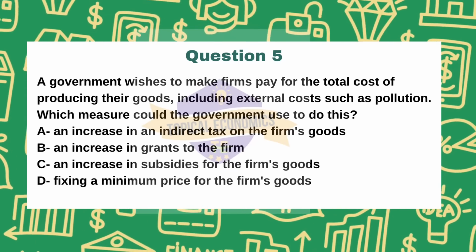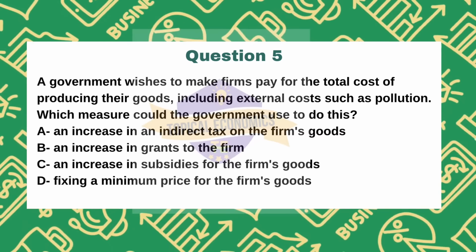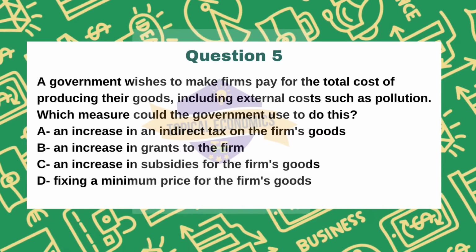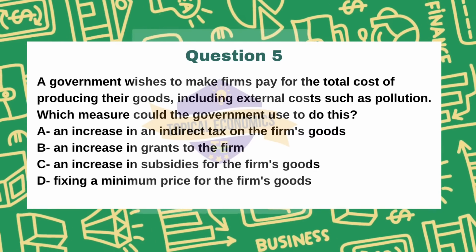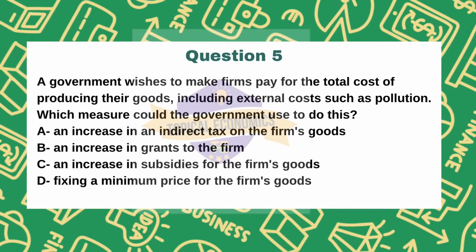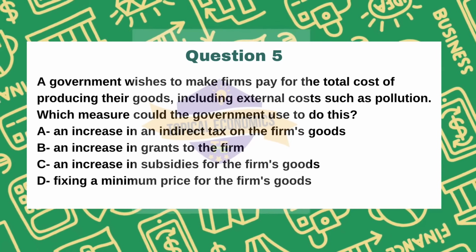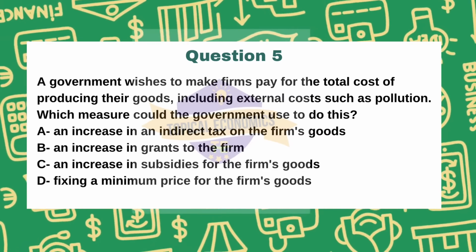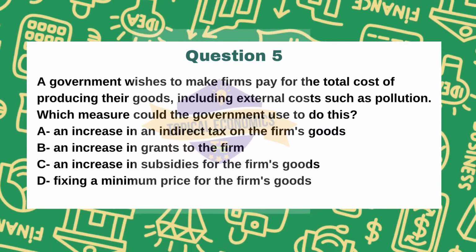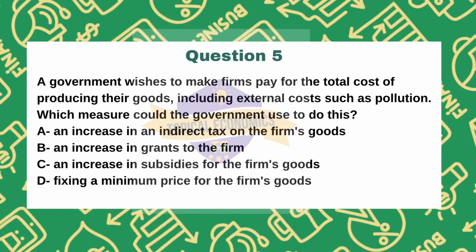Moving to the fifth question. A government wishes to make firms pay for the total cost of producing their goods, including external costs such as pollution. Which measure could the government use to do this? A. An increase in an indirect tax on the firm's goods. B. An increase in grants to the firm. C. An increase in subsidies for the firm's goods. D. Fixing a minimum price for the firm's goods.